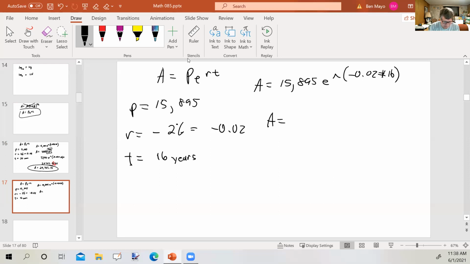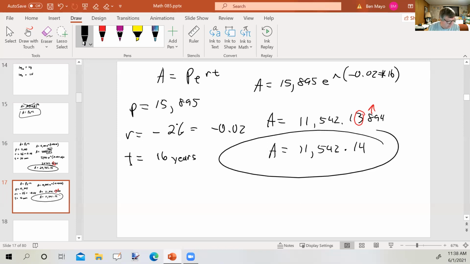And so again, let's see, 15,895, second function of ln, which gives me e raised to the power. Then I put negative 0.02 times 16 equals, I'm getting 11,542.13894. Again, rounding to the 100th place, the 8 would round up, so we get 11,542.14. All right, so there's that example.